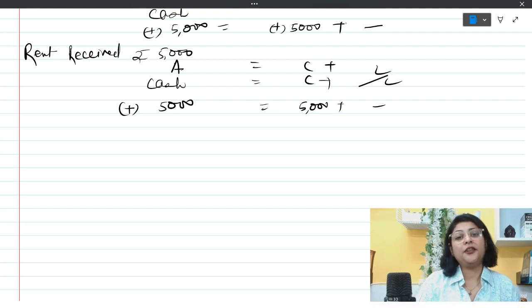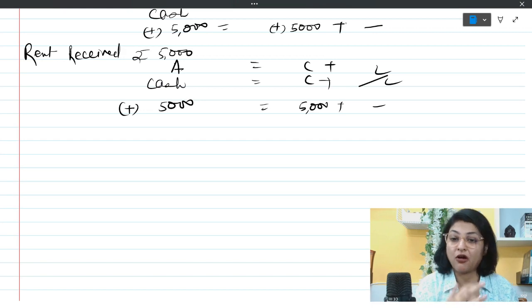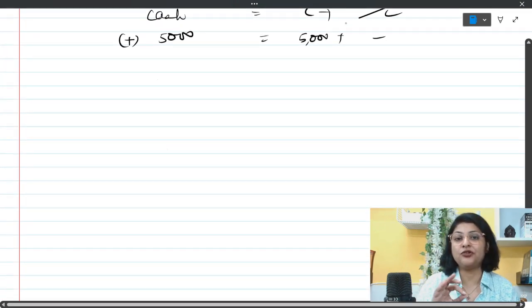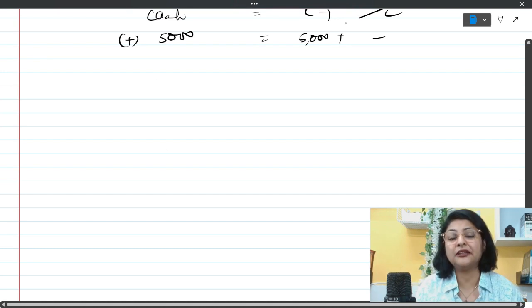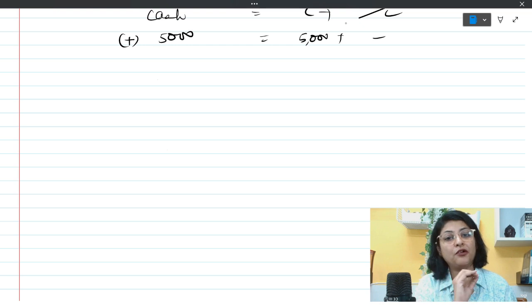Understood? Now we have reached a very important part, a transaction which will have an impact at three places. Now we will see a transaction involving the sale of goods at a profit or loss. So I'm writing a transaction. I will request you all to stop writing for the time being and understand it properly. Then you can pause the video and write.